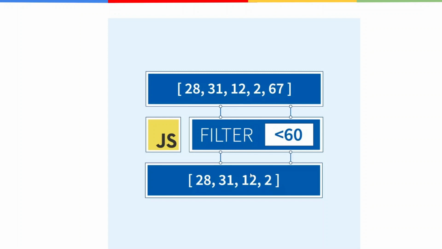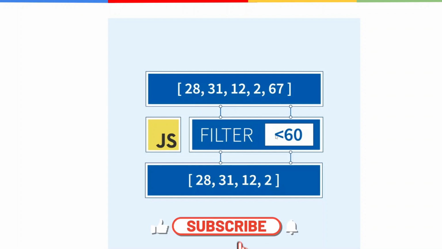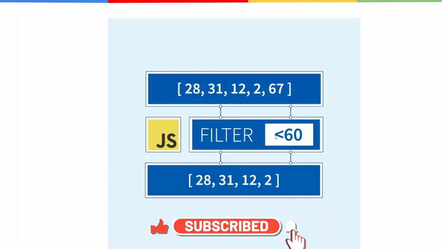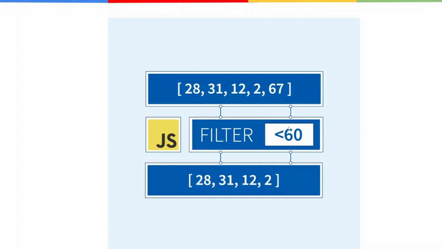Okay, and it will return a new array with elements that pass the filter. First, this will come into the filter, like 28 is less than 60, so it will be sent to the new array. And 31 is less than 60, so it will be sent to the new array. Similarly 12 and 2, but 67 will be discarded because it is greater than 60 and it does not pass this filter, okay?